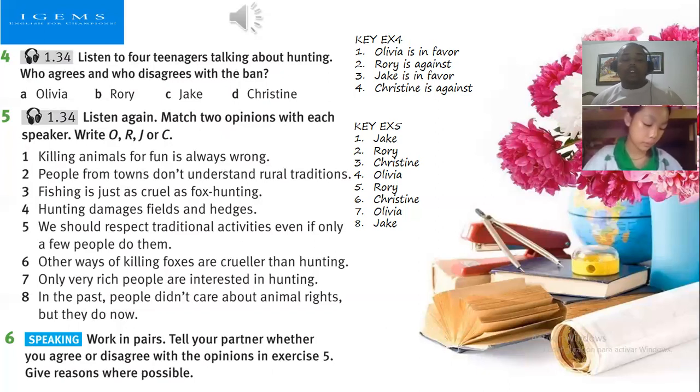Number eight. In the past, people didn't care about animals' rights, but they do now. Is Jake. Okay, fantastic. That is right.